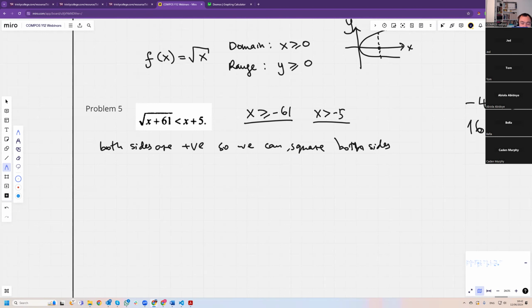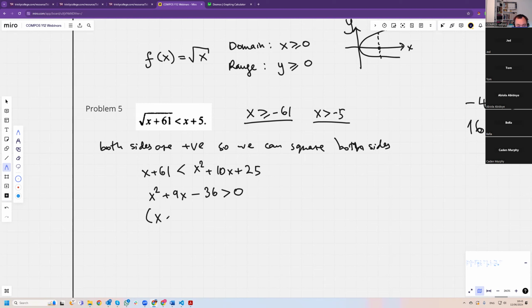Both sides are positive, so we can square both sides. That means x plus 61 is less than x squared plus 20 plus 10x plus 25, and x squared plus 9x minus 25, 61. It's too late in the day for me to do that in my head. And it's greater than 0, right? Because I'm moving that to this side.